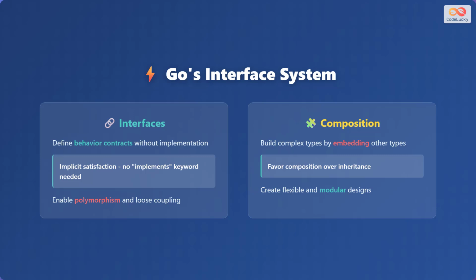The interface system allows you to define what an object can do without specifying how it does it, creating flexible and testable code. Composition in Go involves building complex types by embedding other types, following the principle of favoring composition over inheritance. Since Go doesn't have traditional class inheritance, composition becomes the primary mechanism for code reuse and creating modular designs. You can embed structs within other structs, automatically promoting the embedded types, methods, and fields. This approach creates flexible and modular designs that are easier to understand, test, and maintain compared to deep inheritance hierarchies.